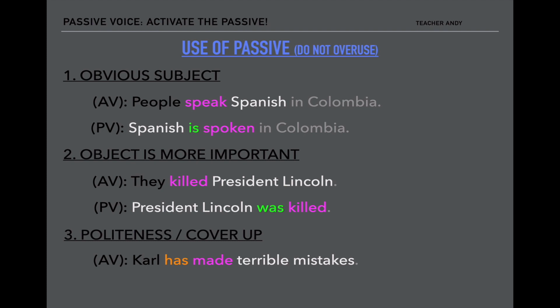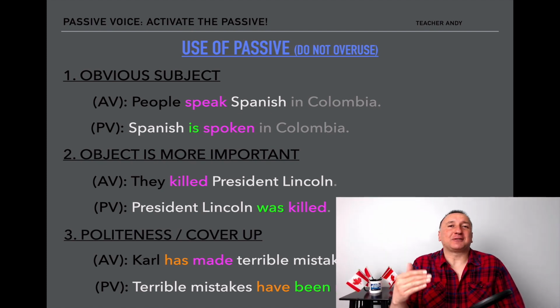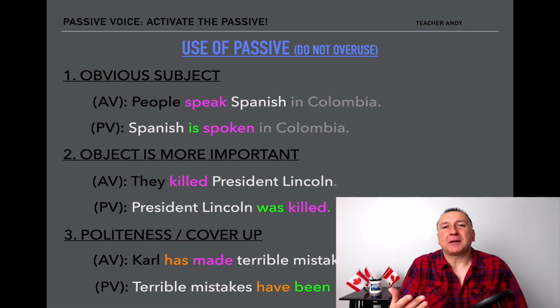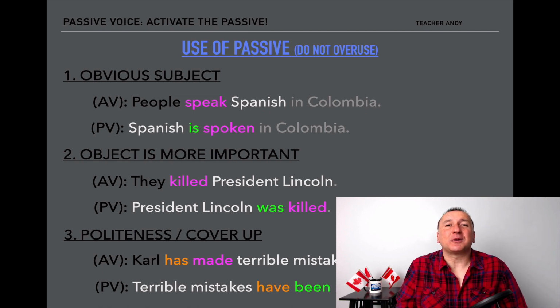So in this one over here, we actually changed the active voice to passive voice, and it reads like this. Terrible mistakes have been made in this mission, or terrible mistakes have been made in this class. The idea, you see, now I don't even mention Carl. Maybe after the class or maybe after the mission, whatever, I will set up an appointment with Carl and we'll discuss what happened, right? But he's not embarrassed. And if it's an English class, he will continue to participate. Good. Those are the 3 uses. Number 1, when the subject is obvious. Number 2, when the object is more important than the subject.